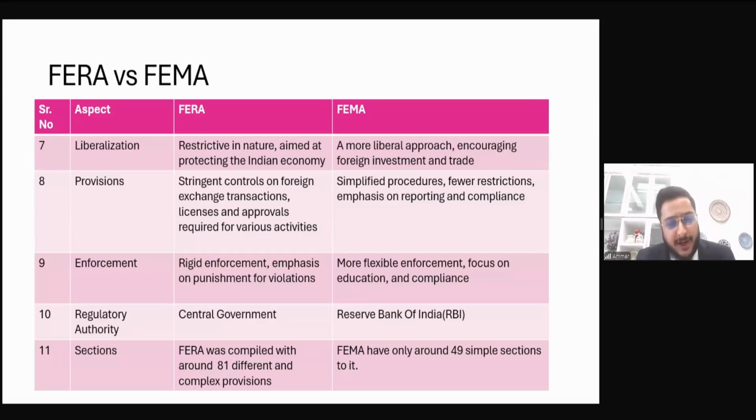The regulator for FERA was the central government, whereas for FEMA it is the RBI. And FERA had around 81 different sections and provisions, while FEMA has around 49 simple sections.